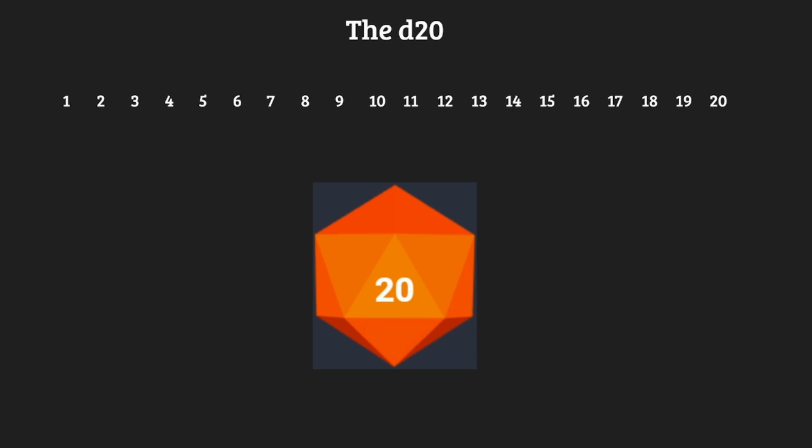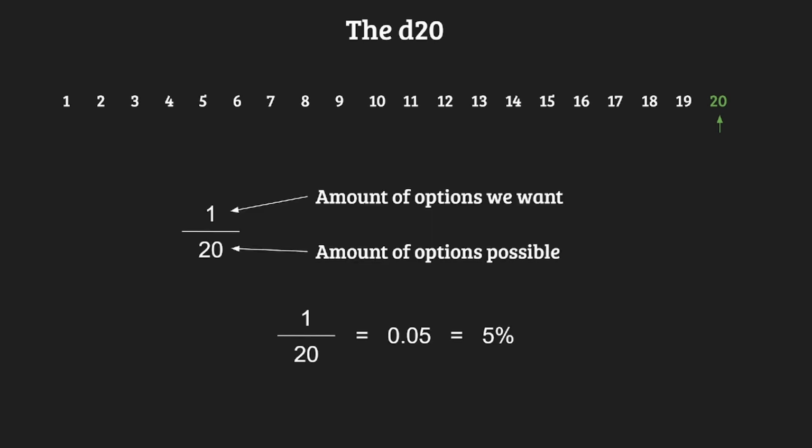So let's imagine a scenario. What if I wanted to roll 20 specifically on the dice? How would I know how common that is? How likely am I to get 20 on the dice? Well, this should be a simple question as far as the math goes in this video. There are going to be 20 sides on the dice. There's one option I want. So that means 1 out of the 20 possible options is the one that we want.